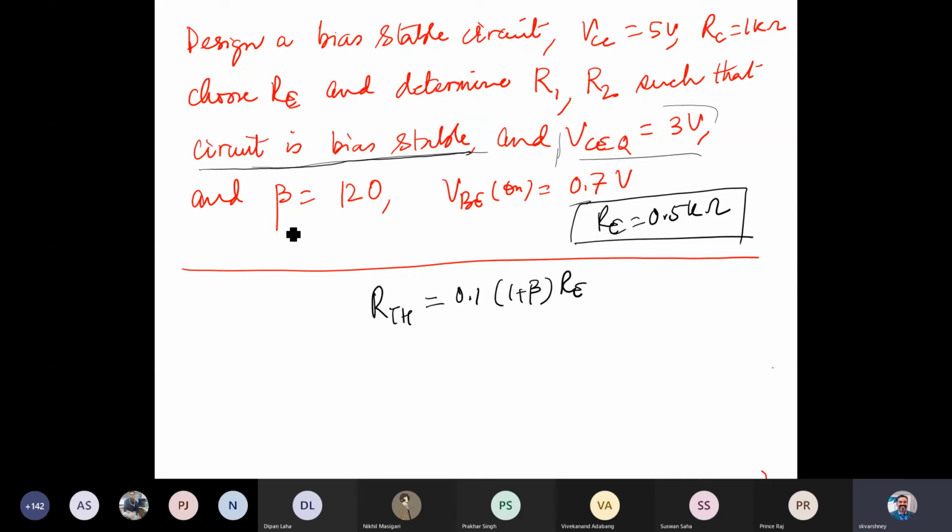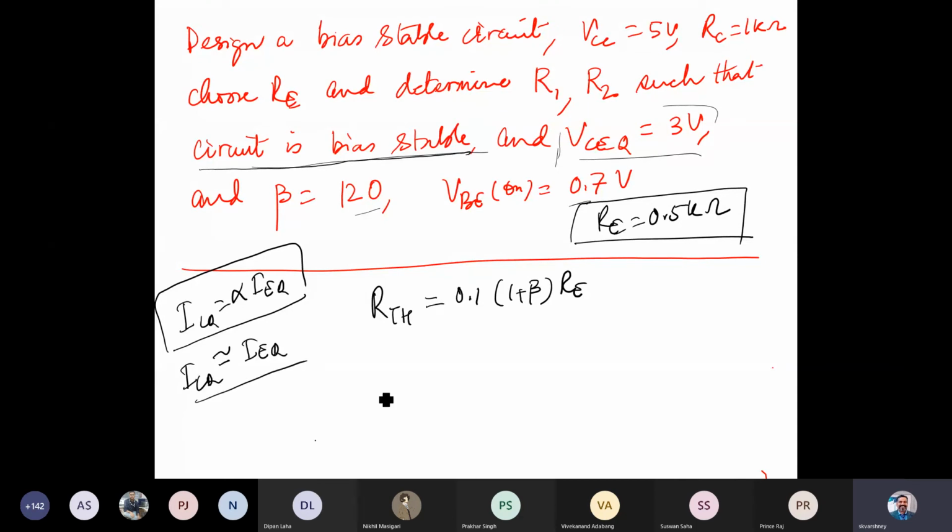You can do it in several ways. Beta is known, so you can find alpha, and alpha is known. Since we are considering forward active mode, you can use the relation between IE and IC, right? So ICQ is alpha times IEQ, so that's also possible. One can also assume they are approximately the same, because what is required is VCEQ, which is VCC minus ICQ RC minus IEQ RE, right?